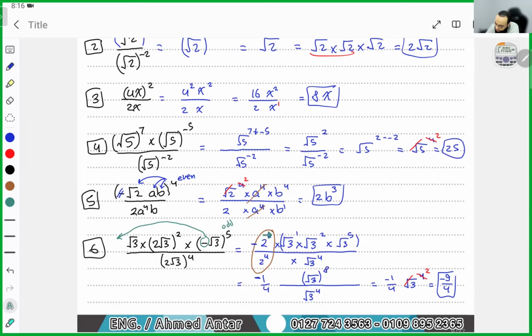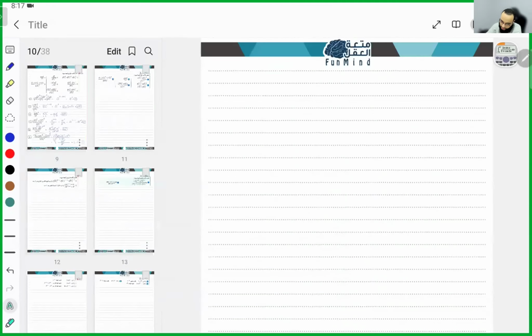And here, 2 power of 2 is 4, and 2 power of 4 is 16. 4 over 16 is 1 over 4. Or you can do it with the calculator. Okay? This is 4, and this is 16. 4 over 16, 1 over 4. And here 8 minus 4, 4. And the root takes half of the power. Then it's 3 power of 2, which is 9, times negative 1 over 4, it's negative 9 over 4. Any problem?